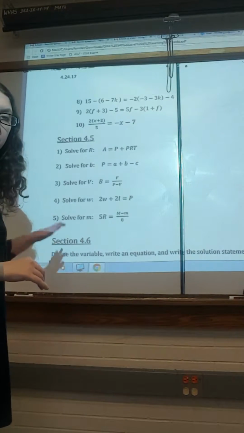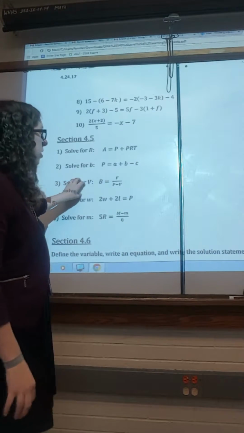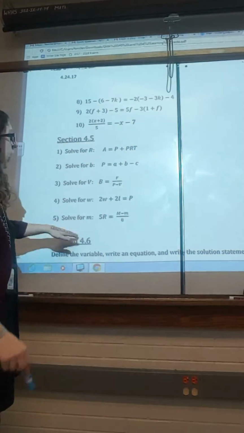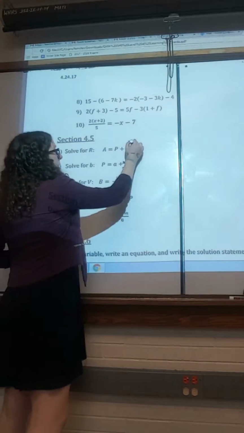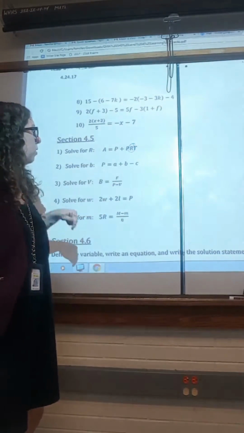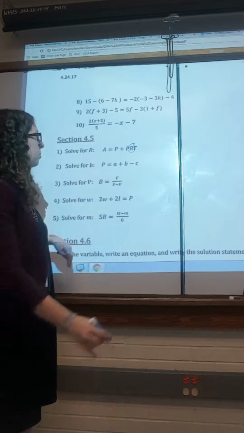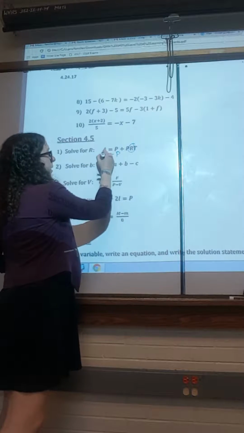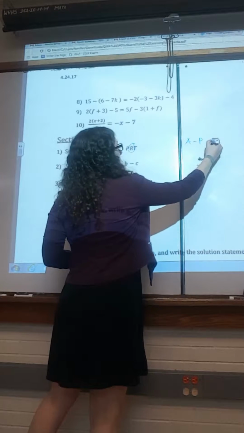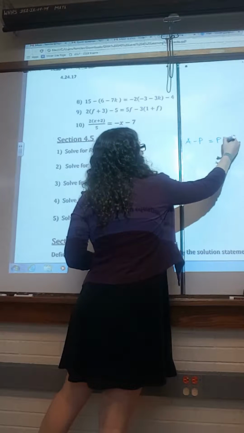Okay, so now what I'm gonna show you is the literal equation, so that when you're solving for a certain letter. So for this one in 4.5, we're solving for r, which is right here in the center. So the first thing we need to do is move this p over, and since it's added together, we just subtract it. So we're gonna subtract p from both sides. And so we get a minus p equals p r t.